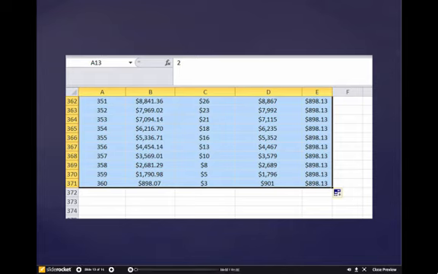So as you can see here, we dragged it all the way down, and by the end, we can't see our column headers, but we have 360 periods. Our last loan value is $898, and our interest is $3 to equal $901.